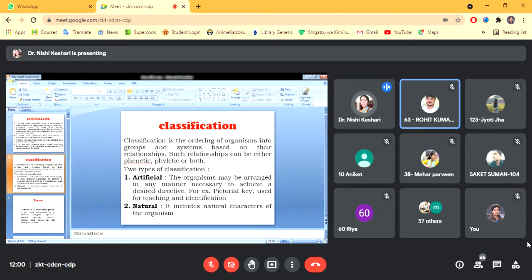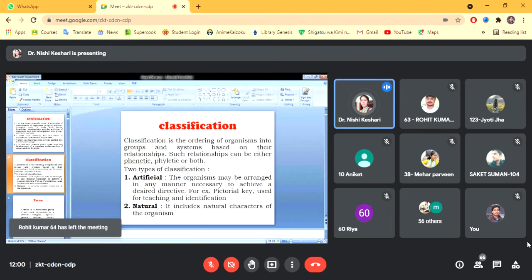Yes, ma'am. So classification is the procedure, means you have to classify different organisms into different groups. Classification is again on the basis of different characters, which are of two types, artificial and natural. So classification is the ordering of organisms. You just place them into groups and systems based on their relationships. Such relationships can be either phonetic, phyletic, or both. Phonetic means their morphological characters. Phyletic means their relations with other already identified organisms.